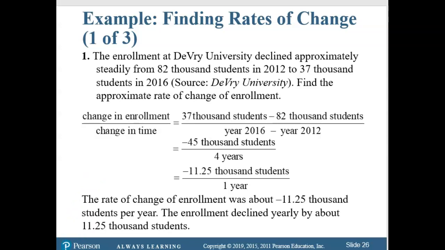Since we know the students are changing from 37 to 82,000, and we know the year is changing from 2016 to 2012, we can do that subtraction, and we find out that we're losing 45,000 students in 4 years. That's kind of hard to wrap our head around, but if we say we're losing 11.25 thousand students every year, that becomes more clear. So we do want to put our rates of change where we have 1 in the denominator.